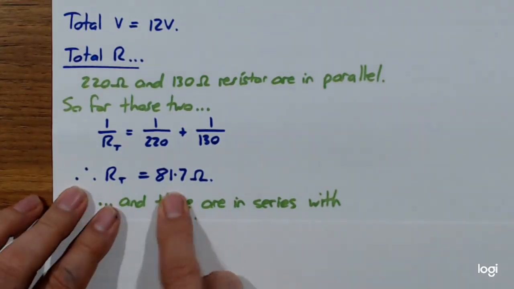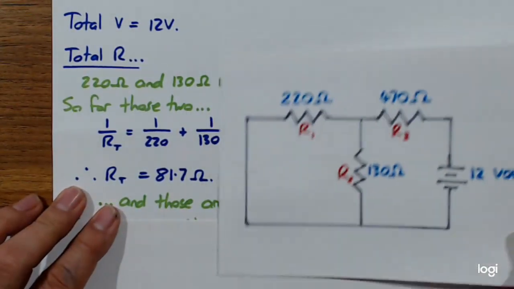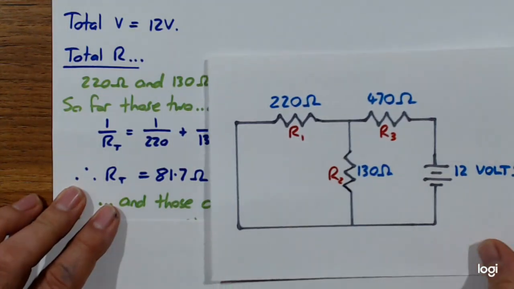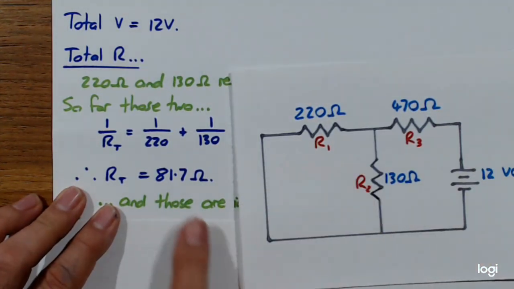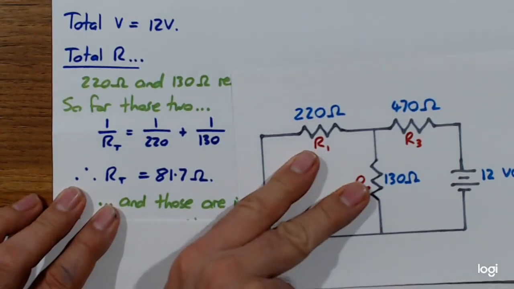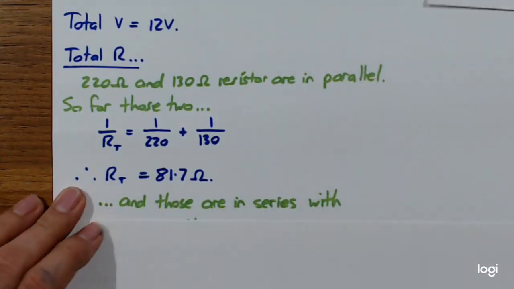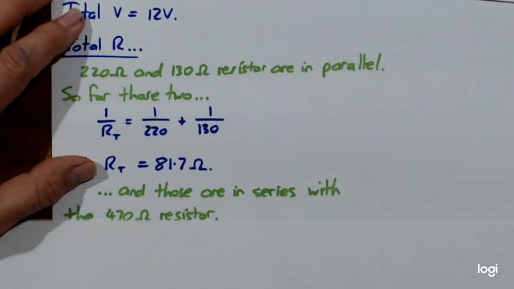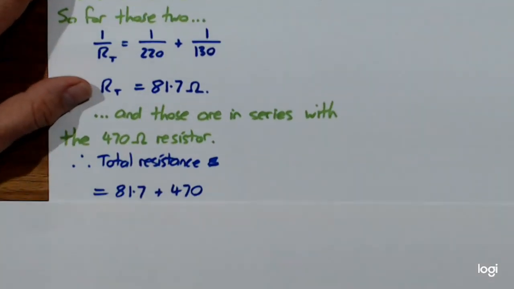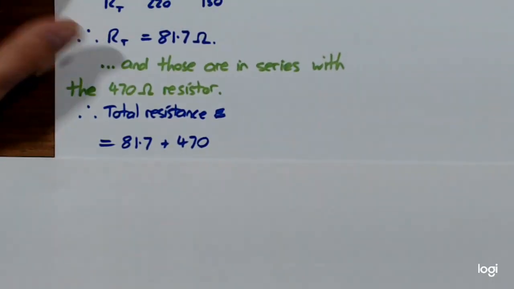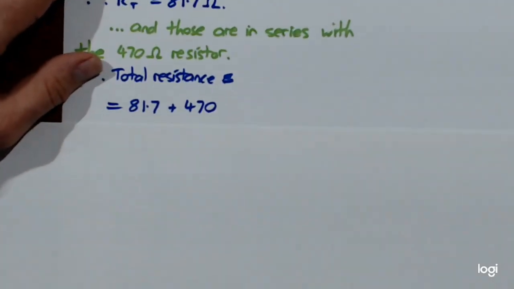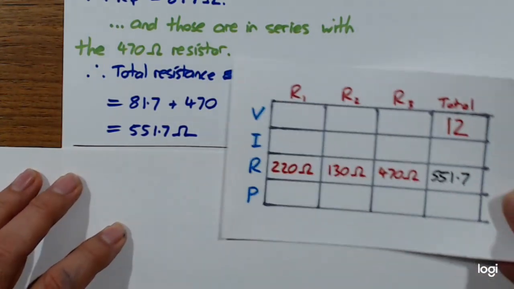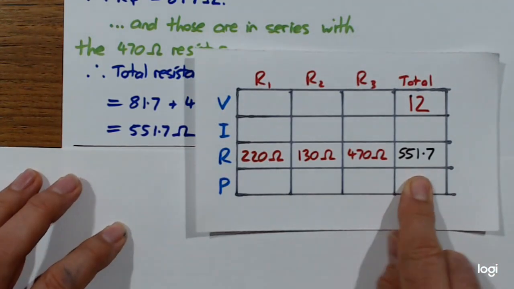All right. So that's the total resistance of the two that are in parallel. Those two combine for a resistance of 81.7, right? And that's right because in parallel, the total resistance should be less than either of them, and it is. But that is in series with the 470 ohm resistor, so for the total resistance of the whole thing, you just add those two up because they're in series. So the grand total resistance of the entire circuit is 551.7 ohms, and that's what I put right there.